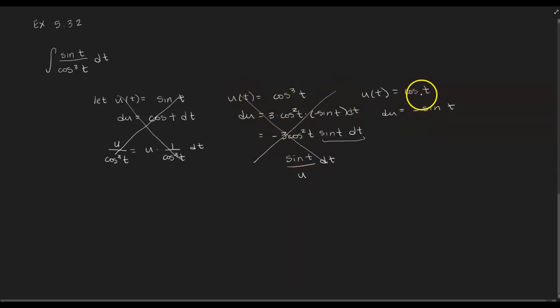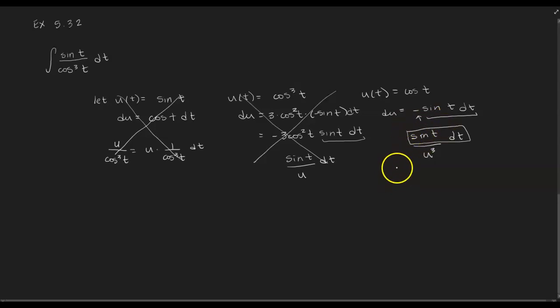We picked u to be cosine t. Then du is negative sine t dt. Looking at our integral, if we replace the cosine in the denominator with u, our denominator becomes u cubed. The numerator was sine t, and we had dt. And would you look at that? We almost have this exactly, sine t dt. We do have a small alteration of a negative. We can fix that just like we did the last time.